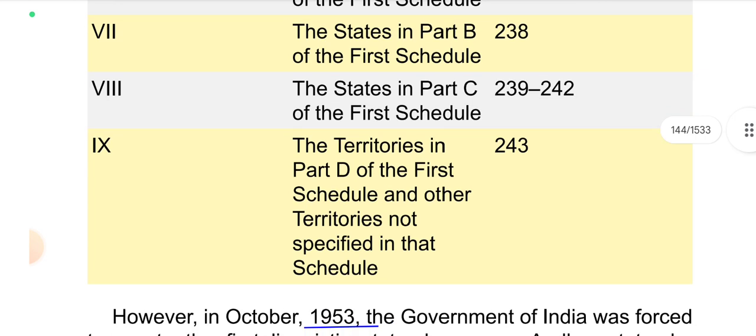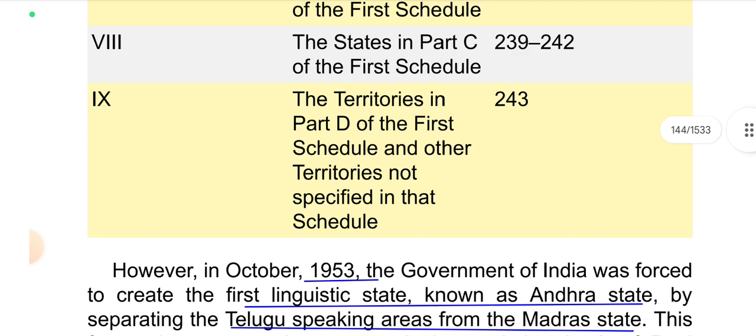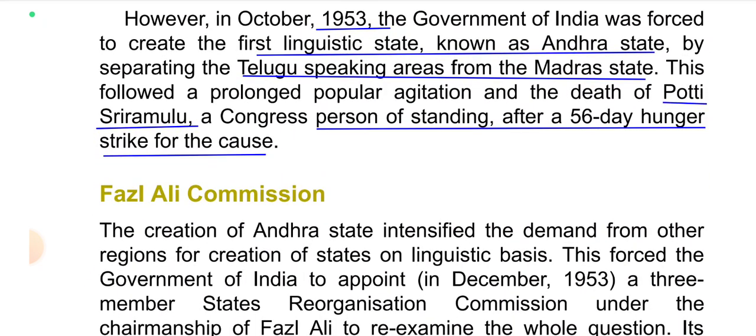ये देखो, स्टेट्स का लिस्ट दिया गया है, पार्ट्स हैं और यहाँ पर ओरिजिनल हेडिंग जो भी दिया गया, ठीक है. However, in October 1953, the government of India was forced to create the first linguistic state known as Andhra state. तो ये आंध्रा स्टेट पहला था लिंग्विस्टिक बेसिस के ऊपर, by separating the Telugu-speaking areas from the Madras state. This followed a prolonged popular agitation and the death of Potti Sriramulu, a Congress person of standing, after a 56-day hunger strike for the cause. ठीक है, तो इसके कारण इसको करना पड़ा.